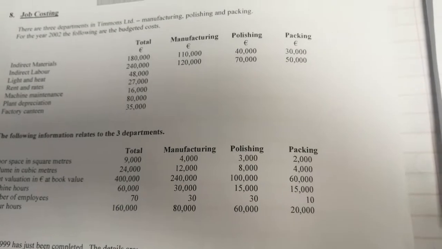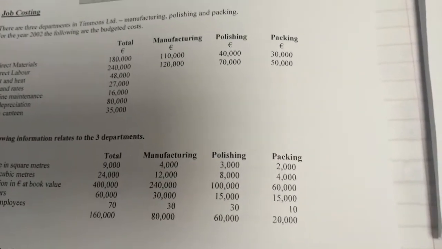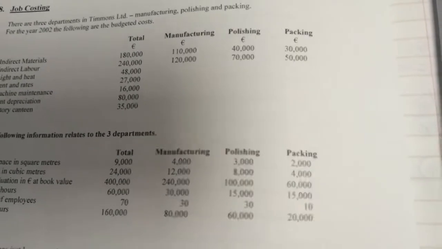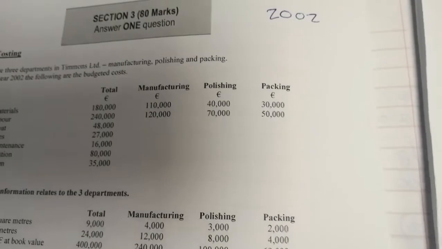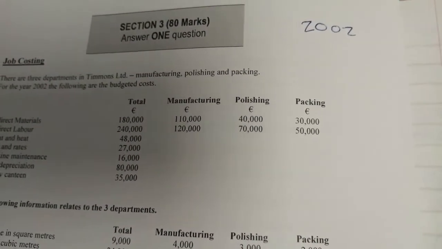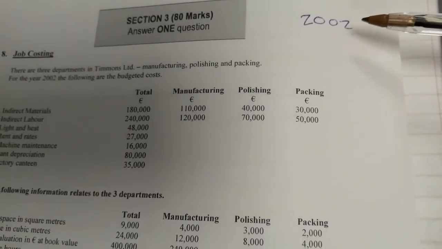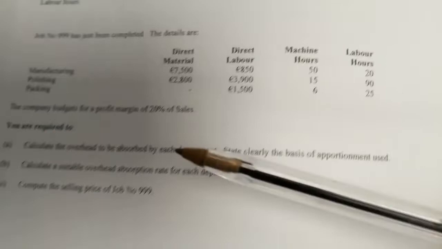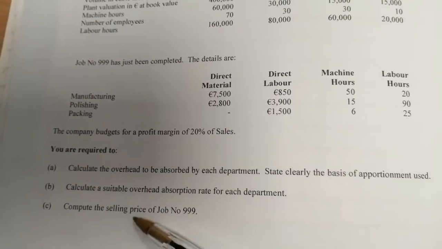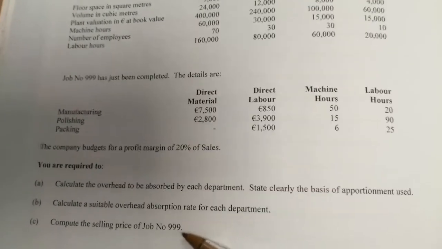In continuing on with the overhead apportionment or job costing question, we're going to move on to actually pricing a job now. Because the 2007 question that we're working on doesn't have a job costing element to it, we're going to move on to the 2002 question, which you have already started. So you have already hopefully done part A and part B, and we're going to do part C now, which is compute the selling price of job number 999.